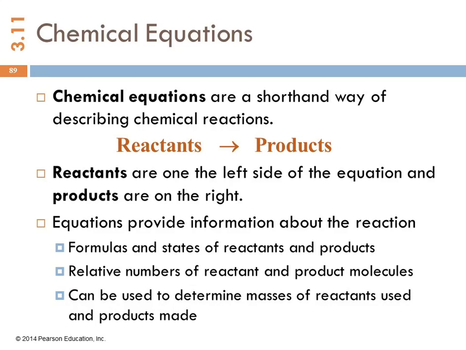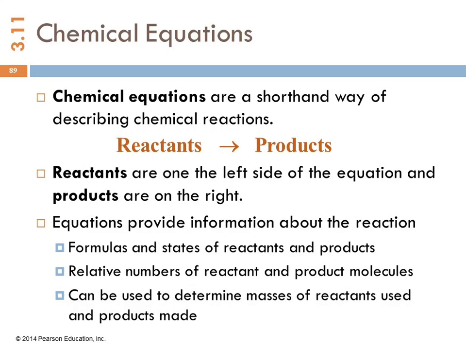So a chemical equation is just our shorthand way of describing a chemical reaction. And it has this basic form. We have reactants and an arrow. So the reactants do something and they lead to the products. The reactants react to produce the products. So reactants are on the left side, products are on the right, because we read left to right, and so we write our equations left to right.